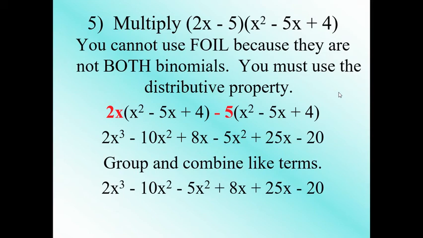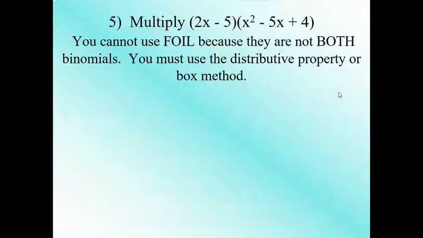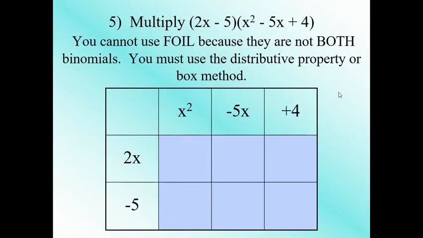So that way we get 2x cubed minus 10x squared minus 5x plus 8x plus 25x minus 20. By combining the x squareds and the x's together, we get 2x cubed minus 15x squared plus 33x minus 20 for our answer. Let's see what happens when we use the box.